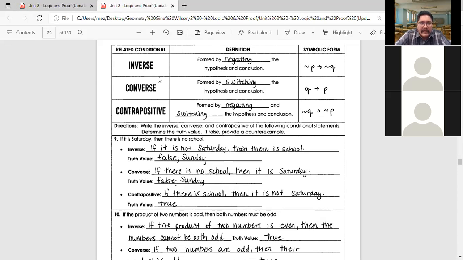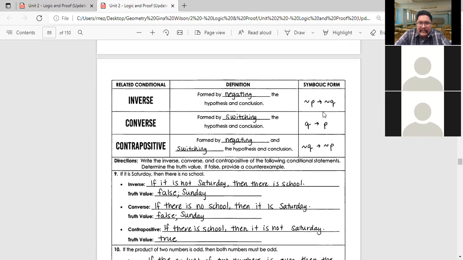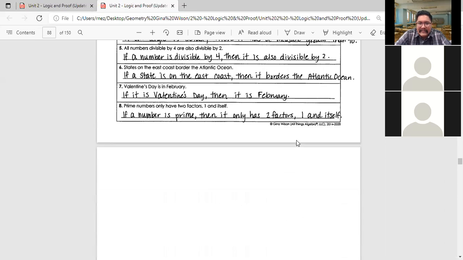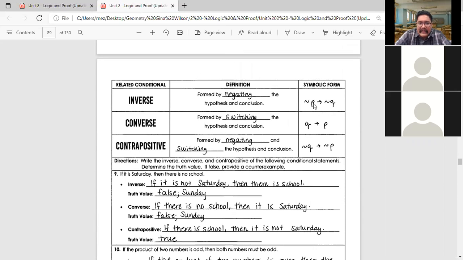Okay, so what we got here, inverse. Inverse is formed by negating the hypothesis and the conclusion. So it's not P, and that would be not Q. And remember that squiggly line, let me go back up there and show you, it says implies. So not P implies not Q. Remember, negation is what we did yesterday, which was just adding the word not in there.